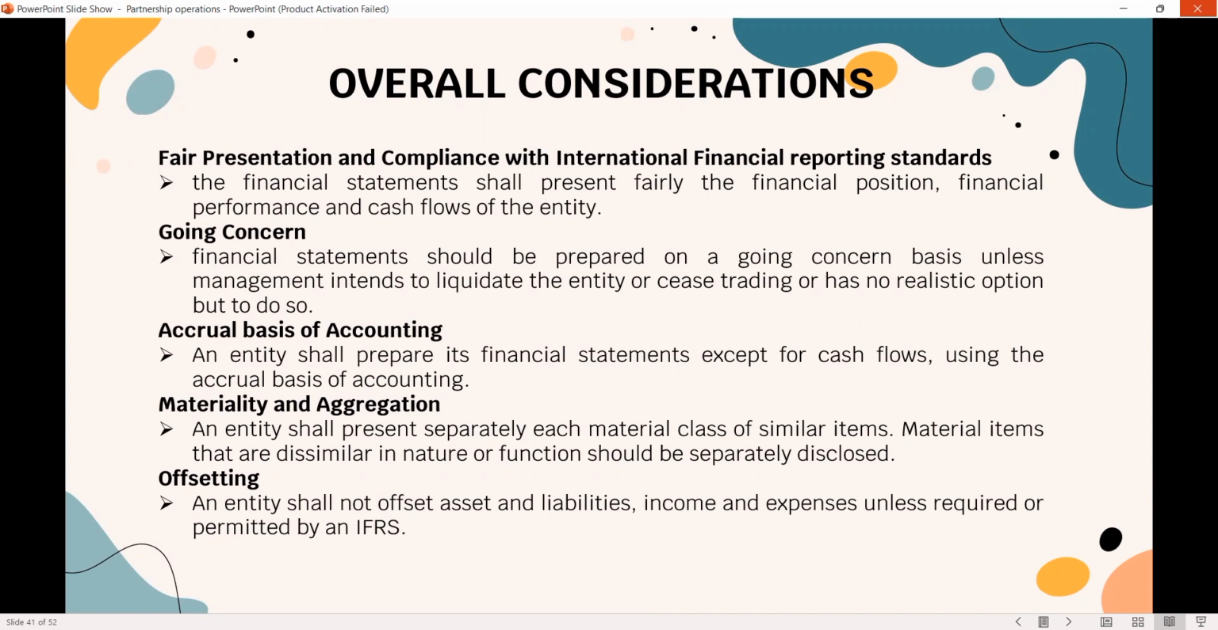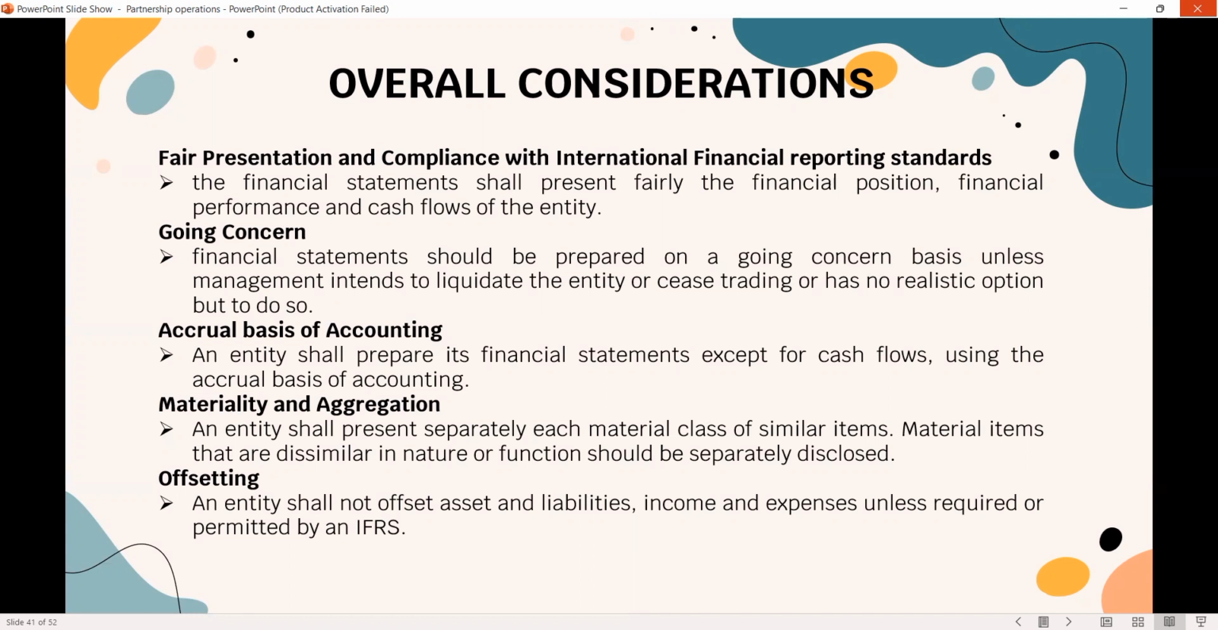Para doon sa going concern, di ba, dapat for us to know when we'll be avoiding bankruptcy. And then sabi naman ito, unless management intends to liquidate the entity or cease trading or has no realistic option but to do so. Kaya, syempre, pag bankrupt na, wala nang going concern.